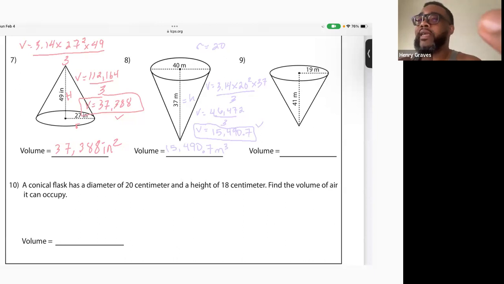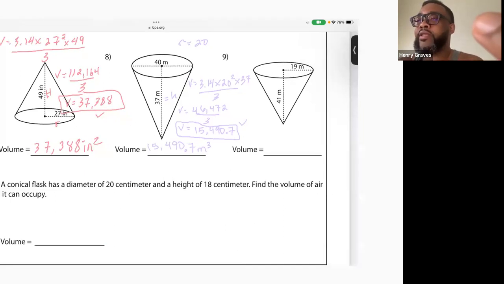Then on number 9, I have to give myself a little bit more room. Call it more elbow room, right? This is my radius. This is my height. Volume is going to be 3.14 times 19 times 19 times 41 divided by 3.